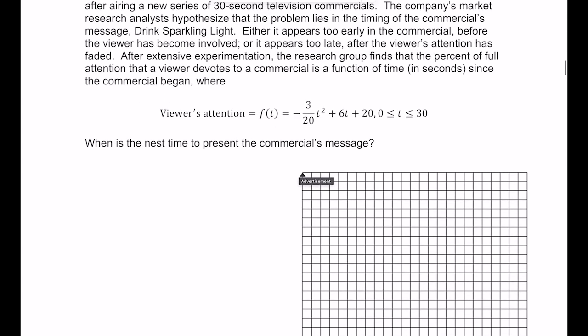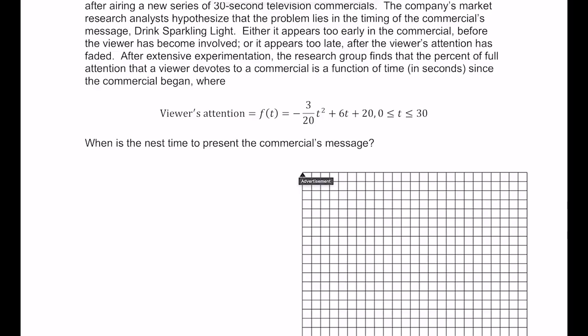So we know that this is a quadratic function, and I know that because my highest exponent is a squared. So when I graph it, it's going to be a parabola. And I also know it's going to be concave downward because my a term is negative. So we're going to have a maximum. Where would that maximum occur? It's going to occur at the vertex.